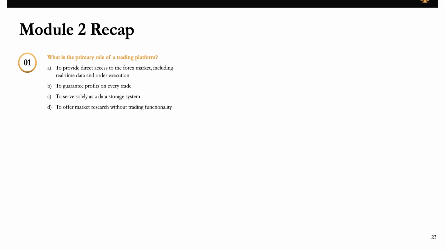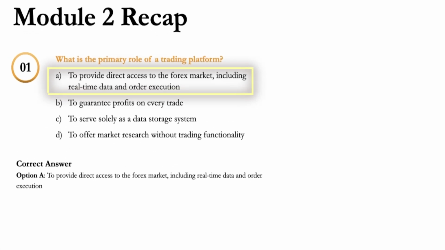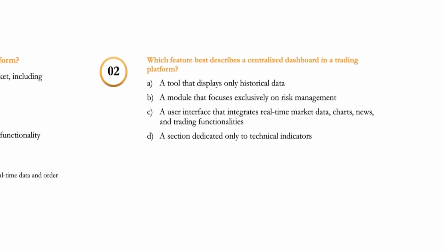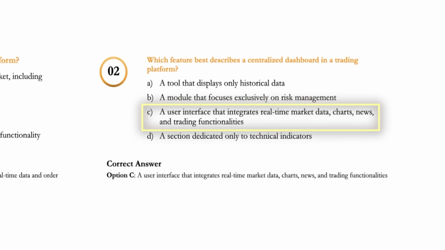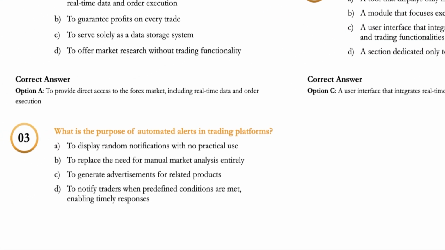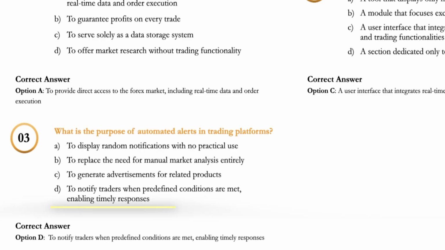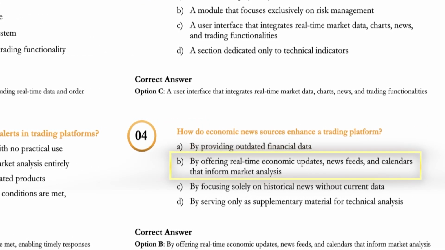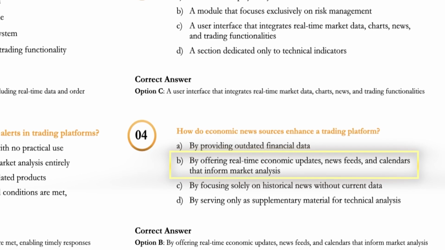So what is the primary role of a trading platform? And this option A, to provide direct access to Forex market, include real-time data and order execution. Number 2, which feature best describes a centralized dashboard in a trading platform? And it's option C, a user interface that integrates real-time market data, charts, news, and trading functionalities. Number 3, what is the purpose of automated alerts in trading platforms? It's option D, to notify traders when predefined conditions are met, enabling timely responses. That's your automated trading. That's setting up your dashboard to work for you. Number 4, how do economic news sources enhance a trading platform? Option B, by offering real-time economic updates, news feeds, and calendars that inform market analysis.